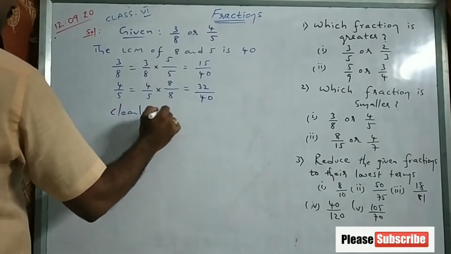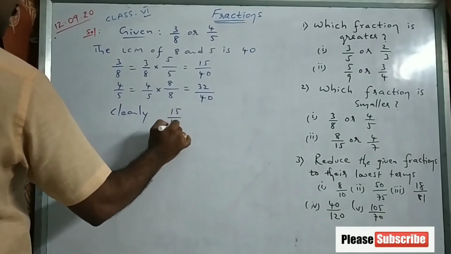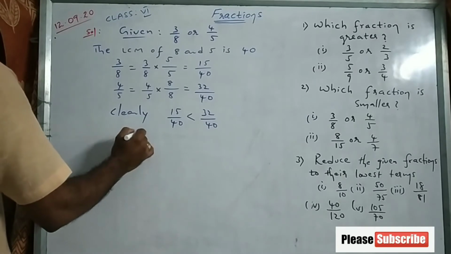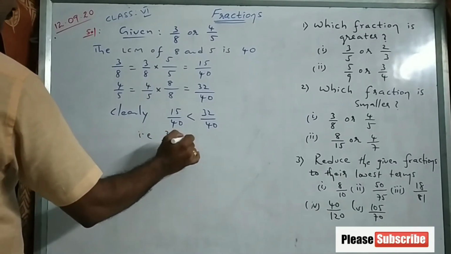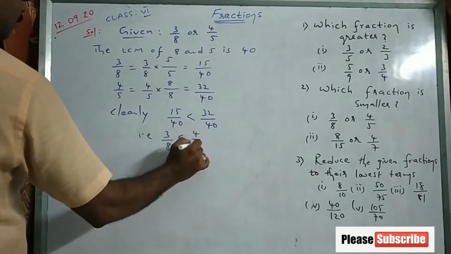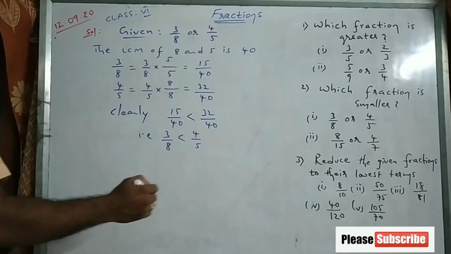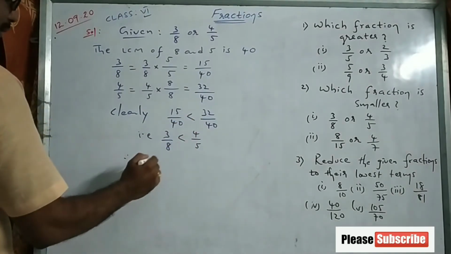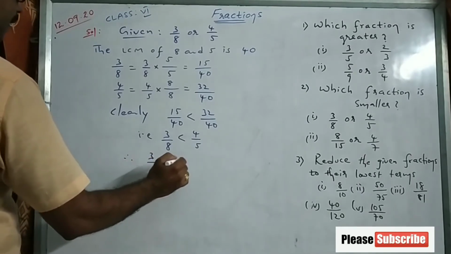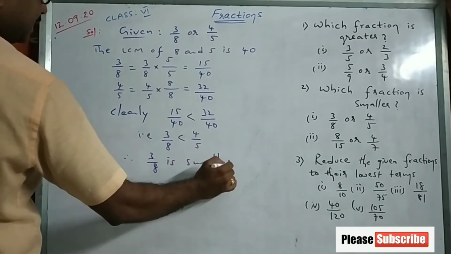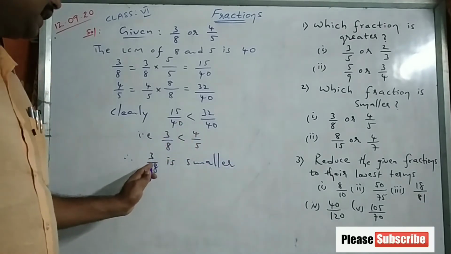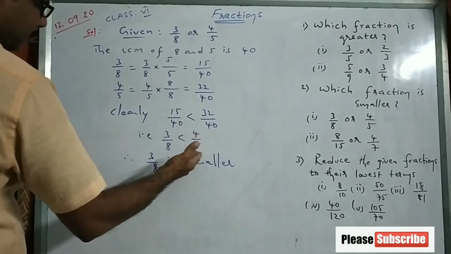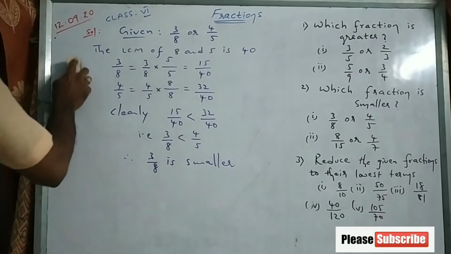So clearly you can decide which one is greater here among these two. 15 by 40, 32 by 40. Clearly the second fraction is greater. So that is 3 by 8 is less than 4 by 5. Okay. Now I want which one is less. Therefore, which one is less here? 3 by 8 is less than 4 by 5. So 3 by 8 is smaller. Understand? Don't write greater now. I don't want greater. They are asking smaller. Which one is greater? 4 by 5. If 4 by 5 is greater, automatically 3 by 8 is smaller. Okay?